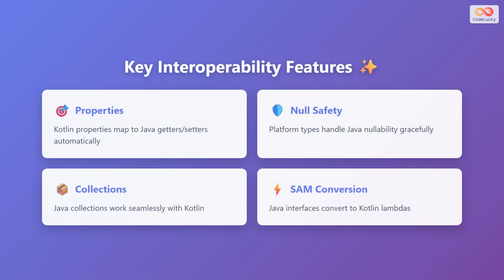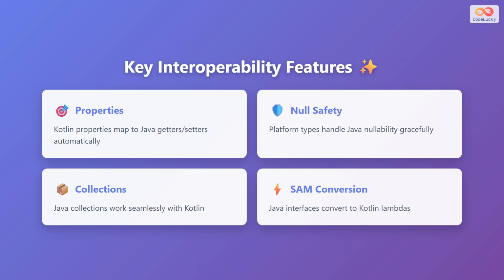Several key features make Kotlin and Java interoperability so seamless. First, Kotlin properties automatically map to Java getters and setters. When Java code accesses a Kotlin property, it actually calls generated getter and setter methods that follow Java conventions. Second, Kotlin handles Java's nullability through platform types. Since Java doesn't have built-in null safety, Kotlin treats types coming from Java as platform types, which can be either nullable or non-nullable depending on how you use them.